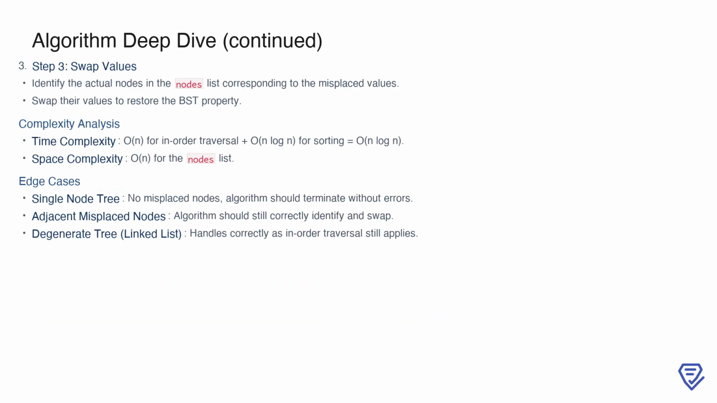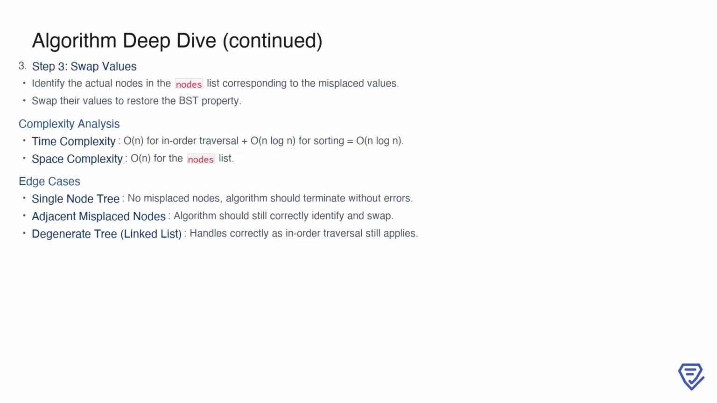Once the misplaced values are identified, we move to step 3, which is swapping the values of the corresponding nodes. Using the nodes list, we locate the actual nodes whose values need to be swapped. By exchanging their values, the BST property is restored.